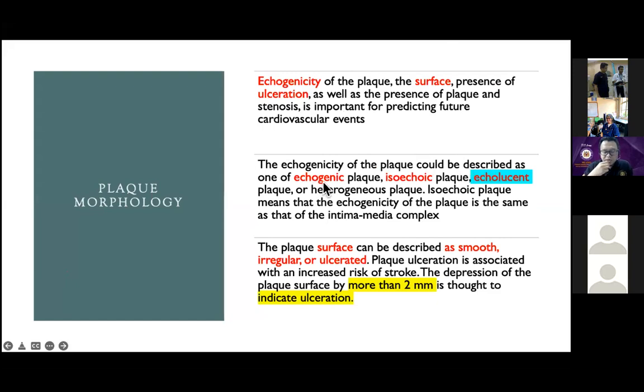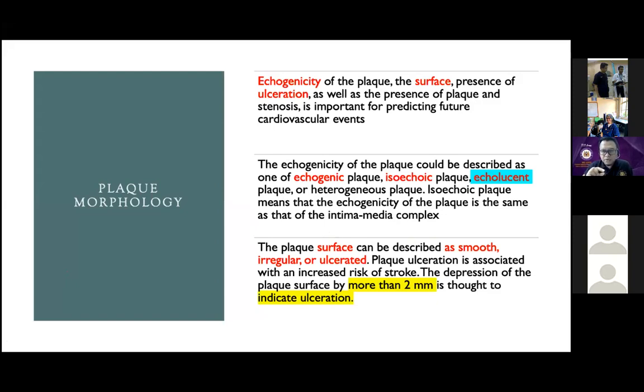Normally ultrasound uses isoechoic, hypoechoic, hyperechoic. So here echogenic plaque is similar to hyperechoic, then isoechoic plaque, and also the echolucent or hypoechoic plaque, and some with mixed echogenicity. Isoechoic plaque means the echogenicity of the plaque is the same as that of the intima media complex, okay? So the key point to differentiate is the hypo or hyperechoic.